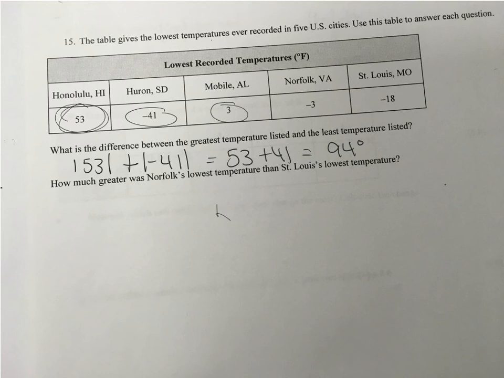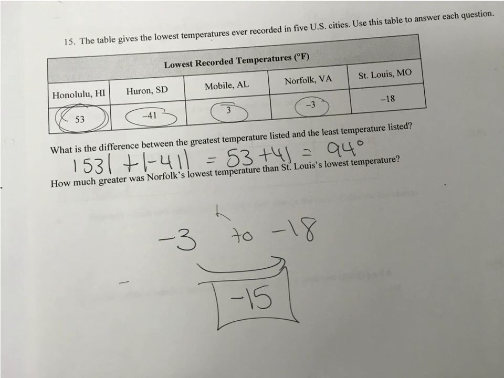Oh, here comes Belle. How much greater was Norfolk's lowest temperature than St. Louis's lowest temperature? Okay, so -3 to -18. We should see that that is a distance of 15 difference.